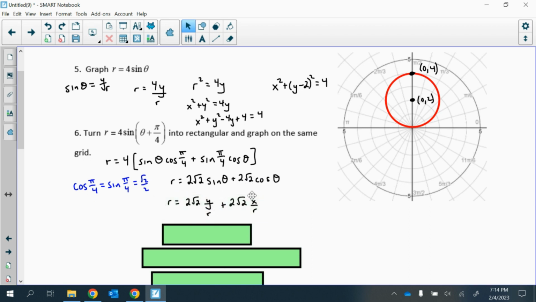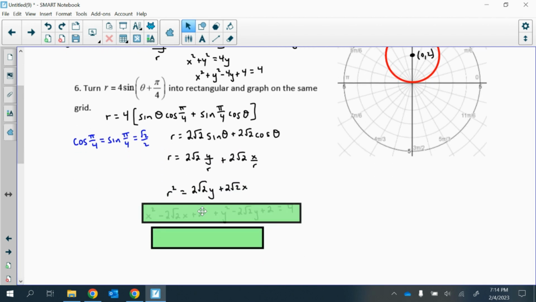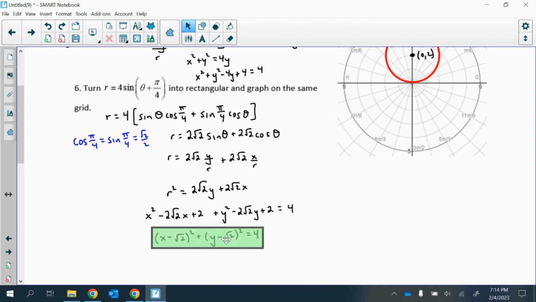Sine and cosine are y over r and x over r respectively. Multiply the r over, and then change that to x squared plus y squared, do some subtractions, and complete the square. So when you divide this term by 2, you get root 2, and root 2 squared is 2. So if I add 2 twice, I'm actually adding 4, which I have to add on both sides.